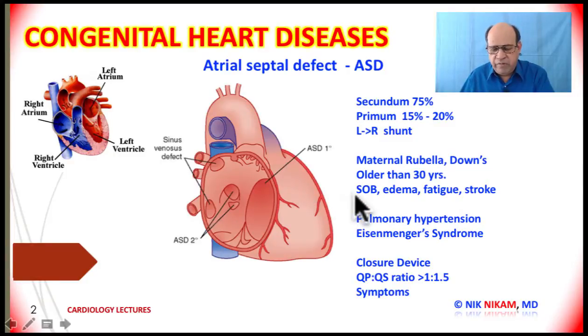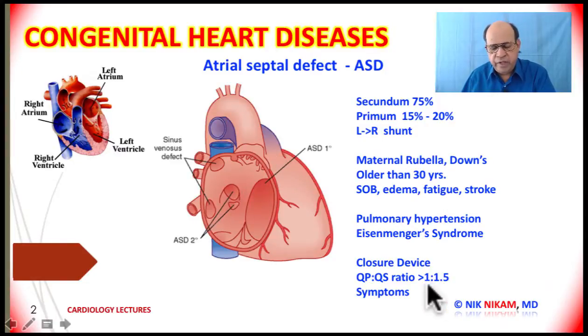Patients may present with shortness of breath, edema, fatigue. Occasionally, they can present with a stroke with a blood clot coming from the right side of the heart, going across the atrial septal defect and lodging in one of the intracranial branches. In atrial septal defect, the shunt is generally from the left side to the right side, that is from the left atrium to the right atrium.